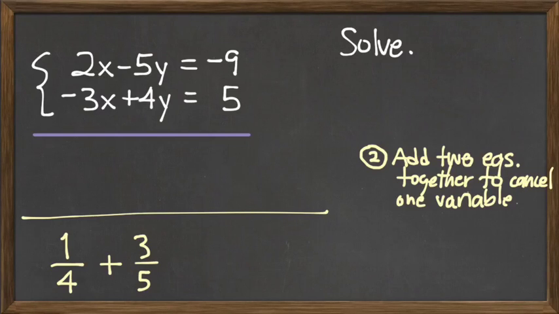We need a common denominator, which we can find using the least common multiple of 4 and 5. Yeah, exactly. So we would need to rewrite these as fractions with a common denominator of 20. 20 is the least common multiple of the numbers 4 and 5.